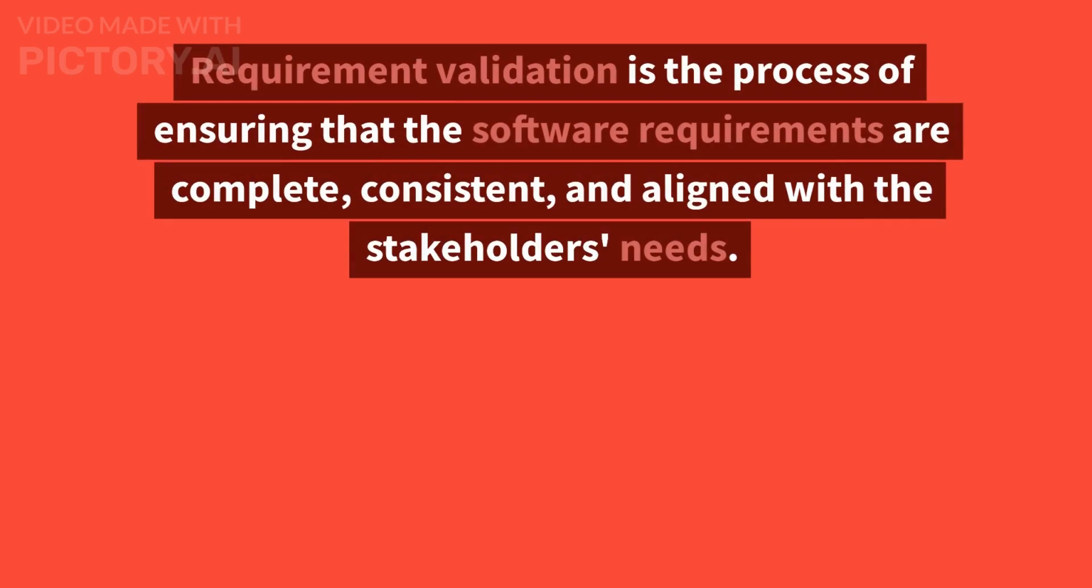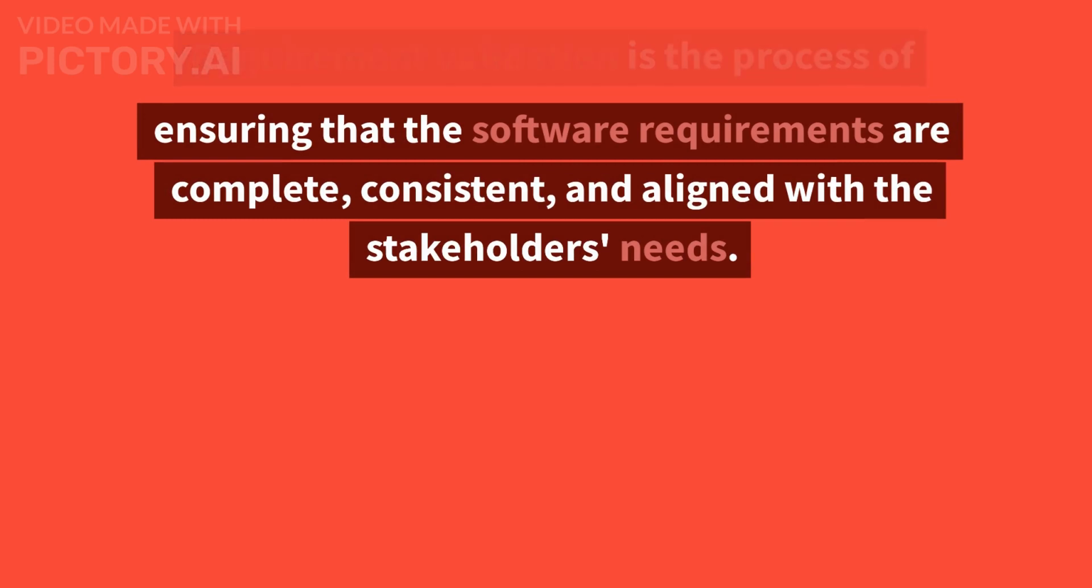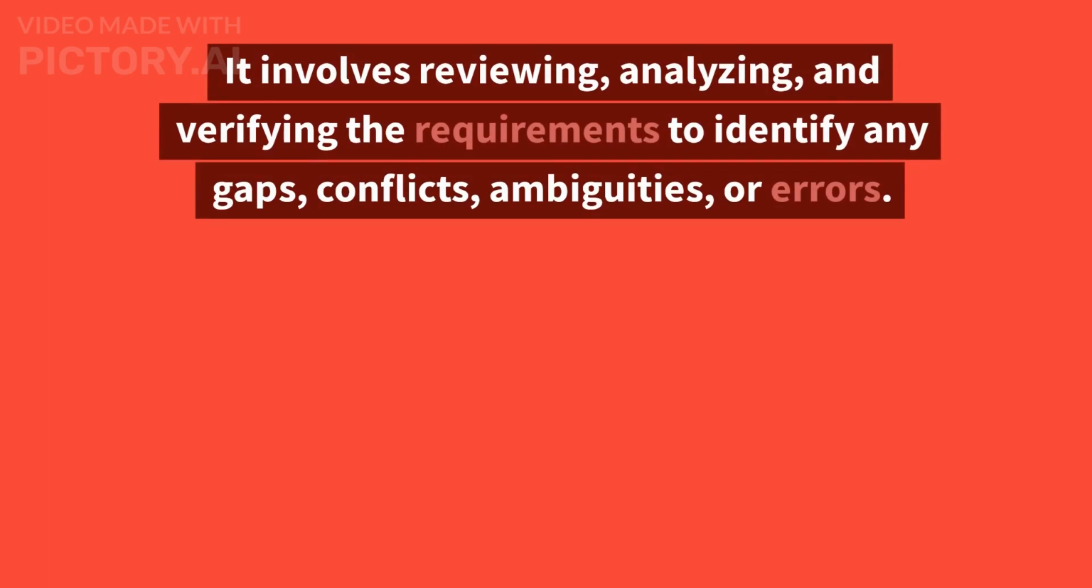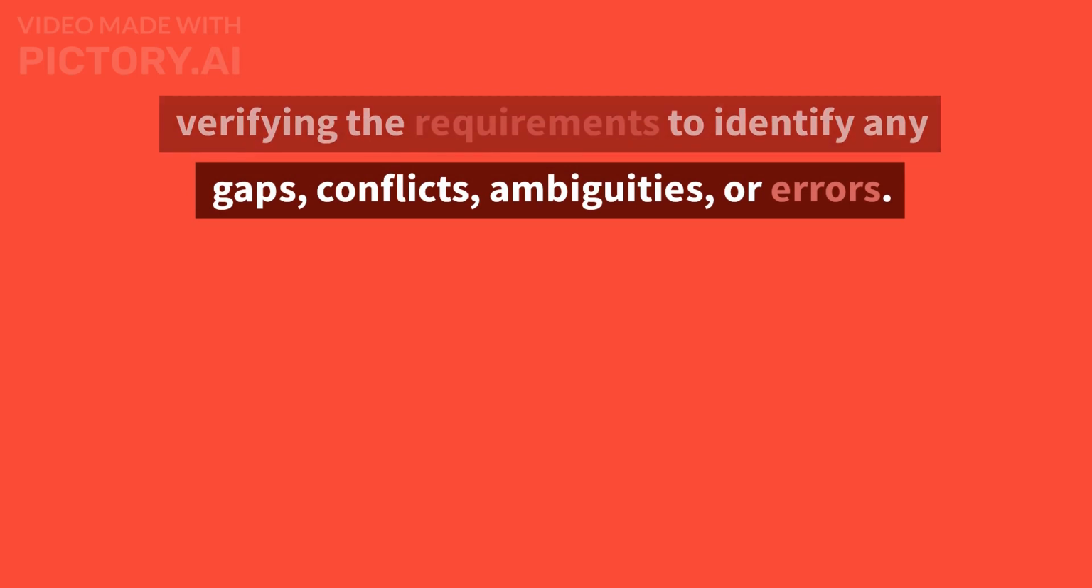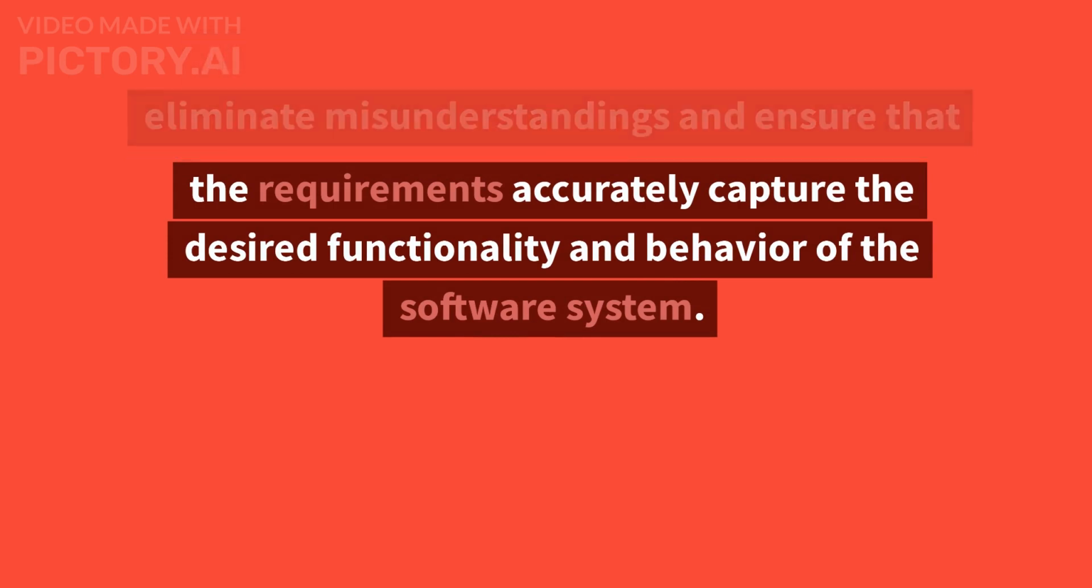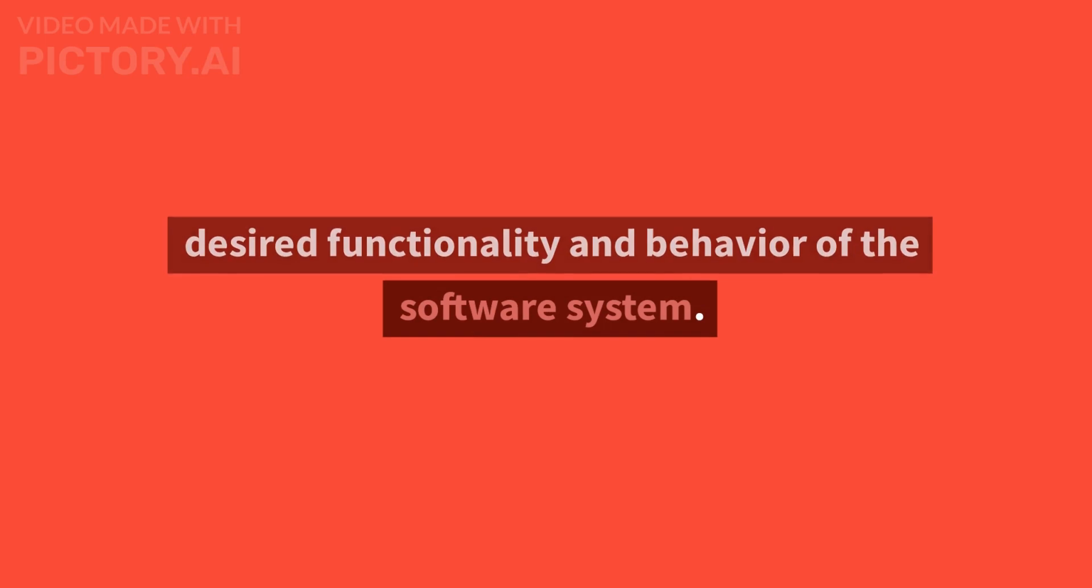Short notes. A. Requirement validation. Requirement validation is the process of ensuring that the software requirements are complete, consistent, and aligned with the stakeholders' needs. It involves reviewing, analyzing, and verifying the requirements to identify any gaps, conflicts, ambiguities, or errors. The goal of requirement validation is to eliminate misunderstandings and ensure that the requirements accurately capture the desired functionality and behavior of the software system.